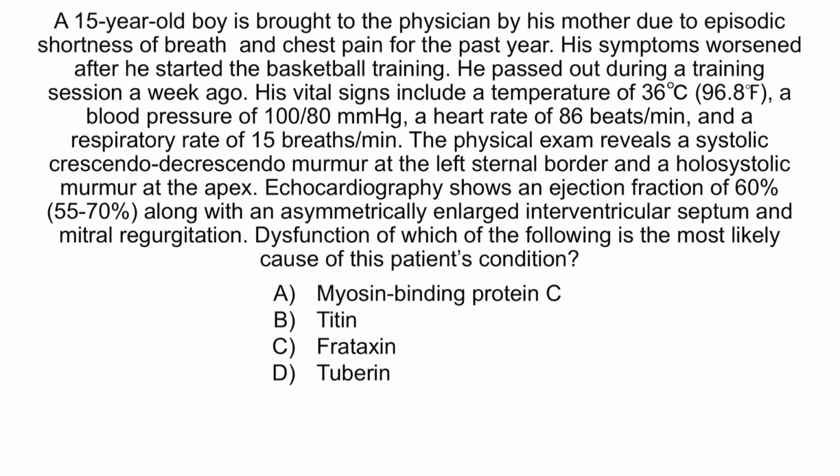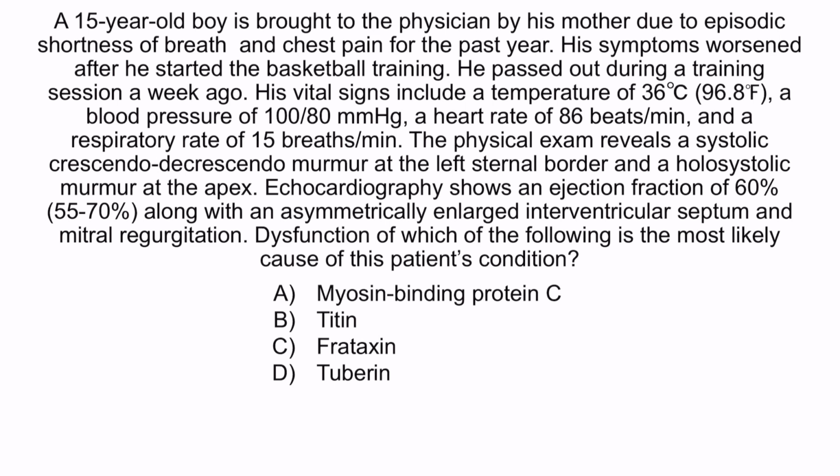His vital signs include a temperature of 36 degrees Celsius, blood pressure of 100/80, heart rate of 86, and a respiratory rate of 15. Physical exam reveals a systolic crescendo-decrescendo murmur at the left sternal border and a holosystolic murmur at the apex. Echocardiography shows an ejection fraction of 60%, along with an asymmetrically enlarged interventricular septum and mitral regurgitation. Dysfunction of which of the following is the most likely cause of this patient's condition? A. Myosin-binding protein C, B. Titin, C. Frataxin, or D. Tuberin.